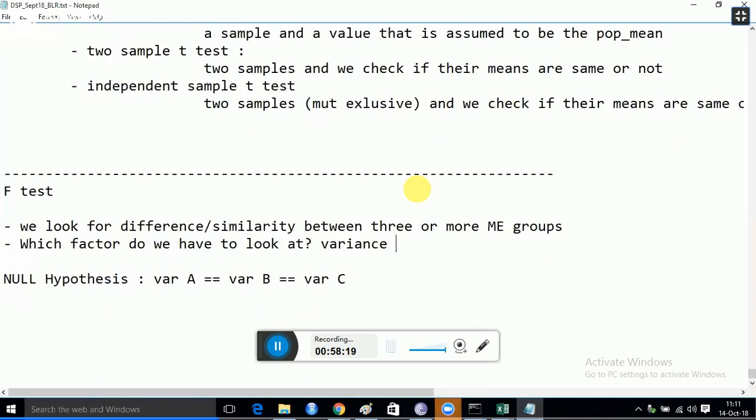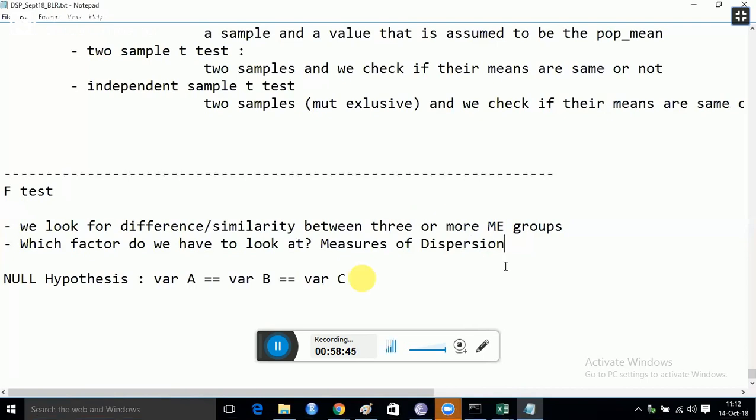Which factor to look at? I said variance, but I should actually talk about this. You look at your measures of dispersion. Variance is one of the most commonly used measures of dispersion. I think this forms a very good textbook example.